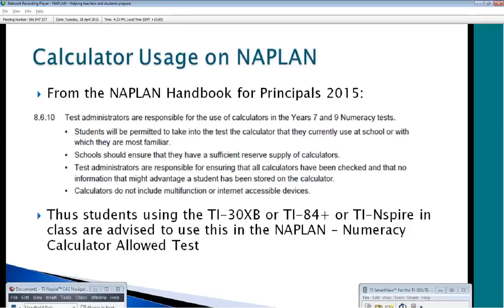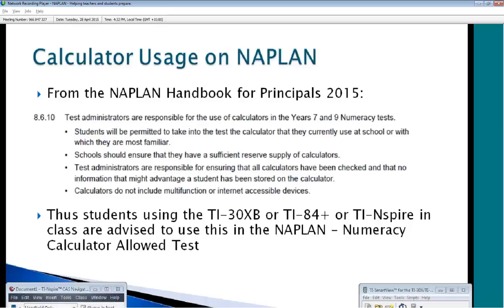students are permitted to take into the test the calculator that they currently use at school or with which they are most familiar. And that's, I guess, the most important part of this, is they need to be familiar with the calculator. So students that are currently using the TI-30, that's the little green scientific calculator, in class, that's what they are recommended to be using in NAPLAN. If you're using the TI-84 Plus in class, then the students can use those in NAPLAN. And if you're using the TI-Nspire in class, then definitely students are permitted to use that.